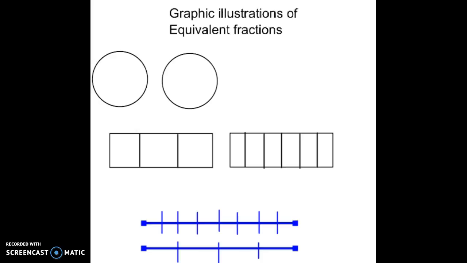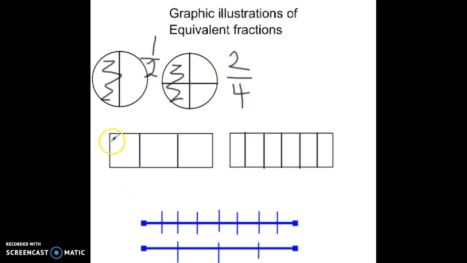Let's just talk about equivalent fractions a little bit more. There are certain ways that you can do equivalent fractions. One, you can divide something, for example, this into 2 and have 1/2 over here, or you can divide it into 4 and have 2/4. So here I'd have 1/2 on this one, and that would be this shaded area right here. And here I'd have 2/4.